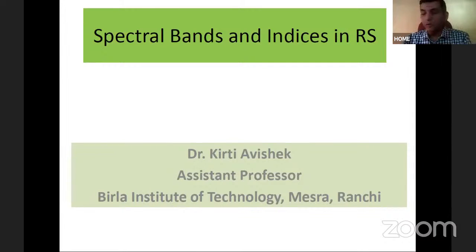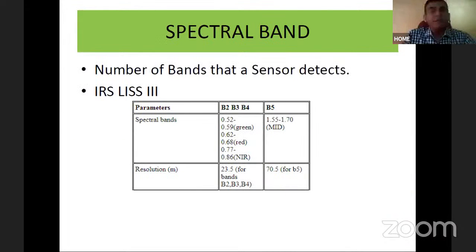So now we go to the next topic, which is spectral bands and indices in remote sensing. And let us just start with a recap. We were dealing with IRS, so Indian Remote Sensing Satellite, IRS, LISS 3. LISS is the name of a sensor. IRS is the satellite, Indian Remote Sensing Satellite, and LISS stands for the sensor.